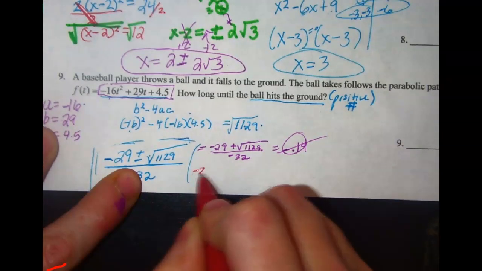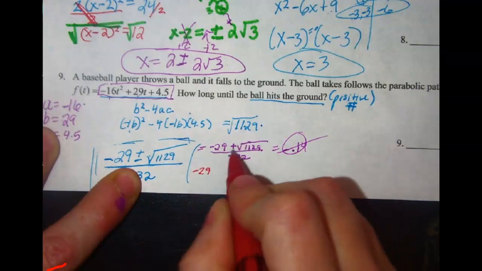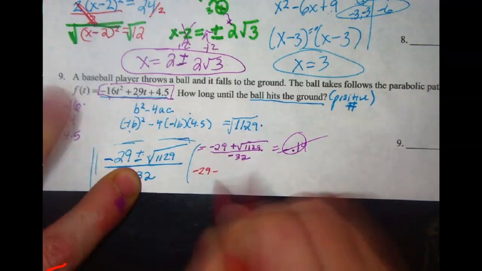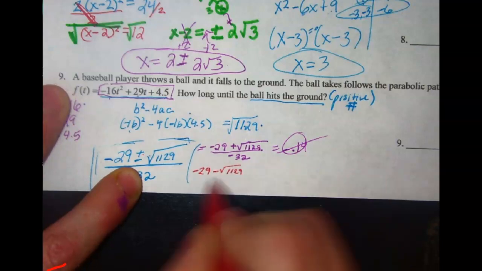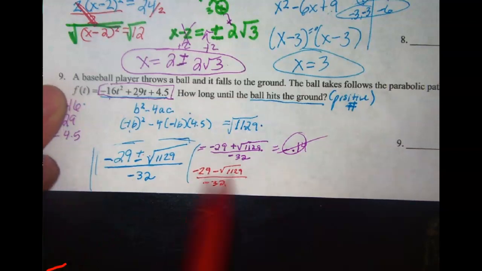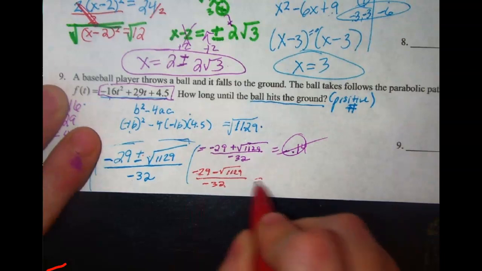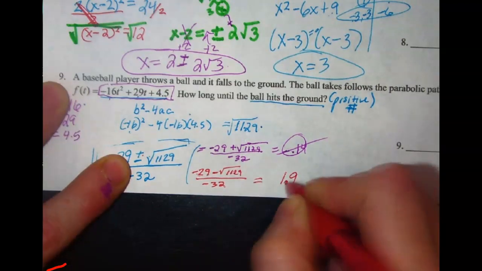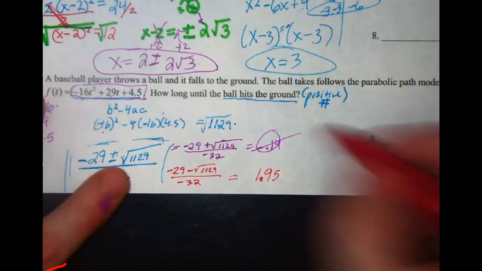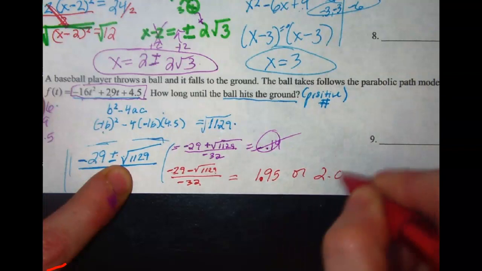Again, it's -29. And this time, instead of the plus, we're going to use the minus square root of 1,129 and divide all that by -32. So then I do the top part first, and then I divide by the bottom part. And that actually gets us a positive 1.95. So you could have said it took 1.9 seconds or about 2 seconds.